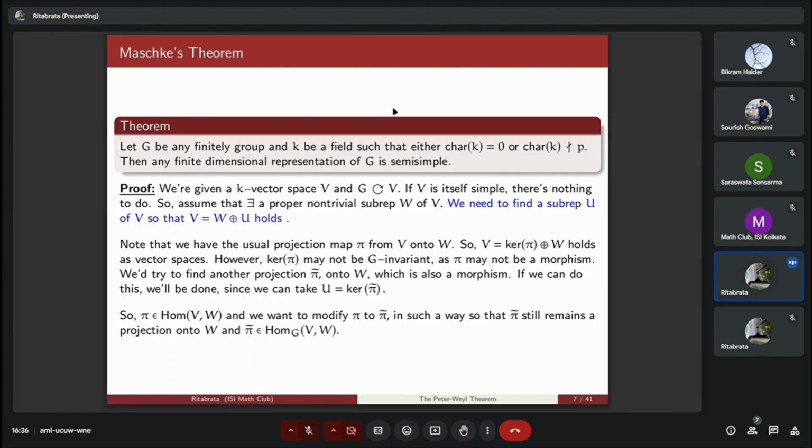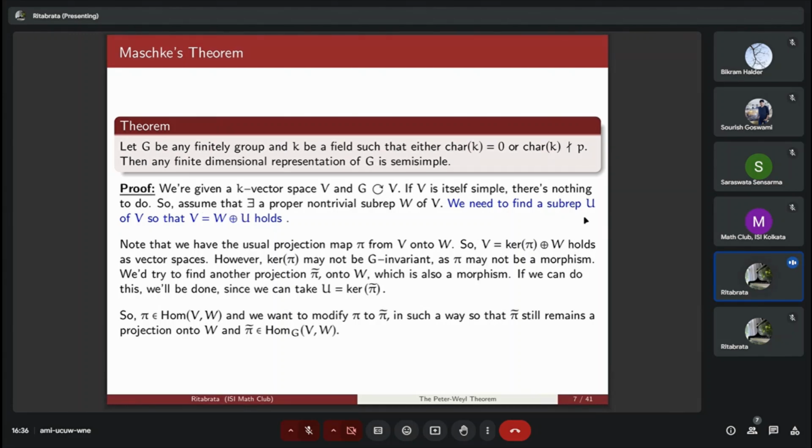So again, what we need to do to show that it is semi-simple: given any sub-representation, we need to find a complement which is also a sub-representation. That is, a finite group G is acting on V. If V is itself simple, then it is already semi-simple, there is nothing to do. So assume there is a proper non-trivial sub-representation W. We need to find a sub-representation U so that V equals W direct sum U holds.